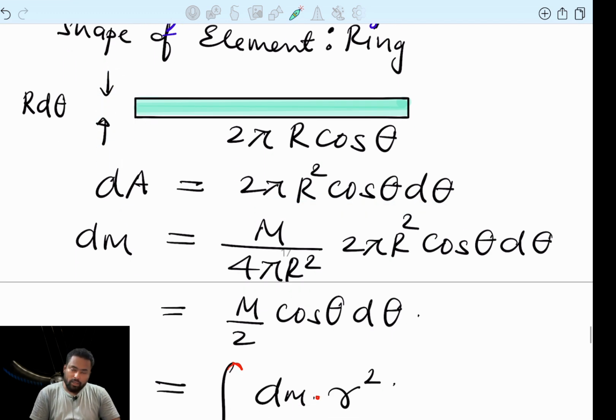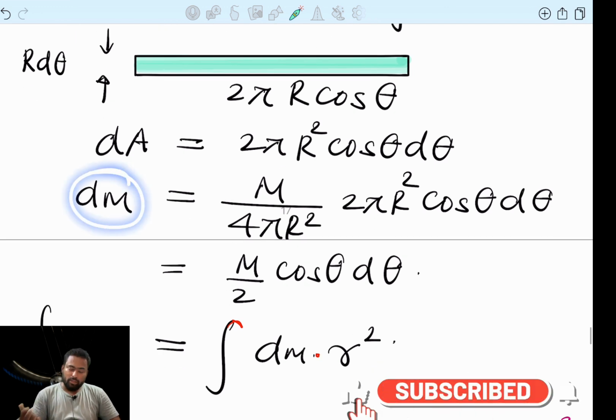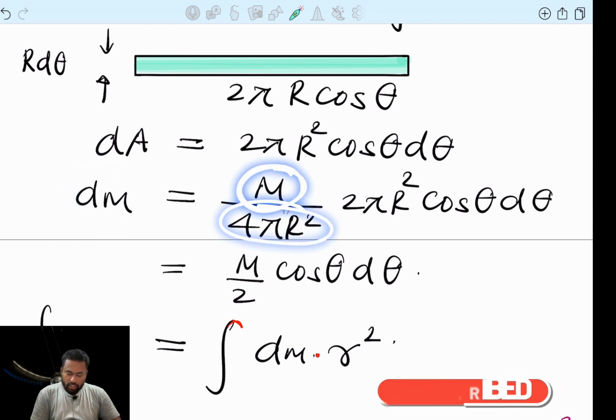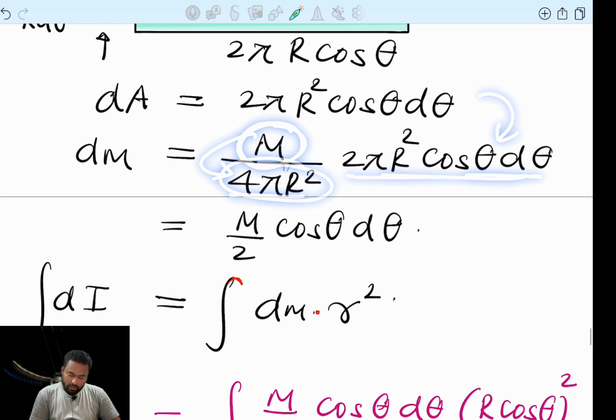Now dm, what is dm? Mass per unit length. So dm is what? Sorry, dm is mass per unit area here. So I will write total mass by total area. So mass per unit area, m upon 4 pi r square, into the area of the element dA. From there I will get the dm.